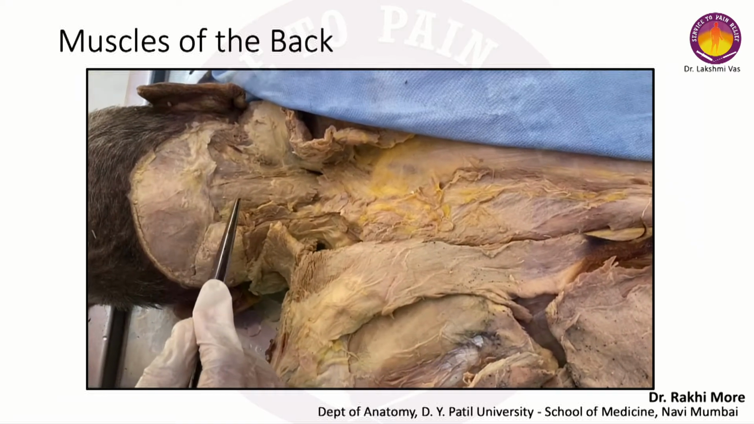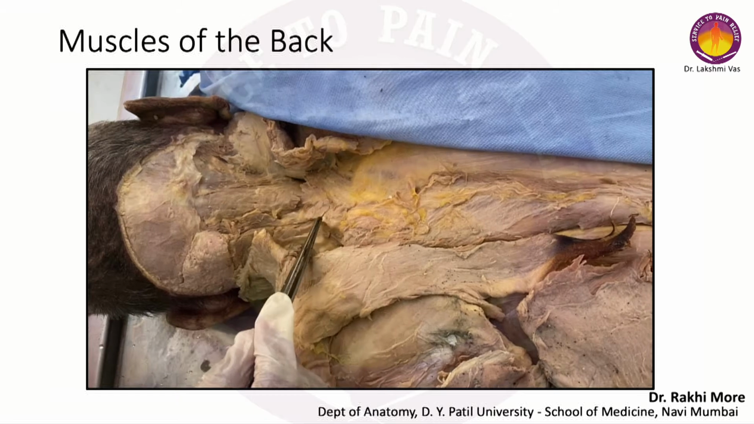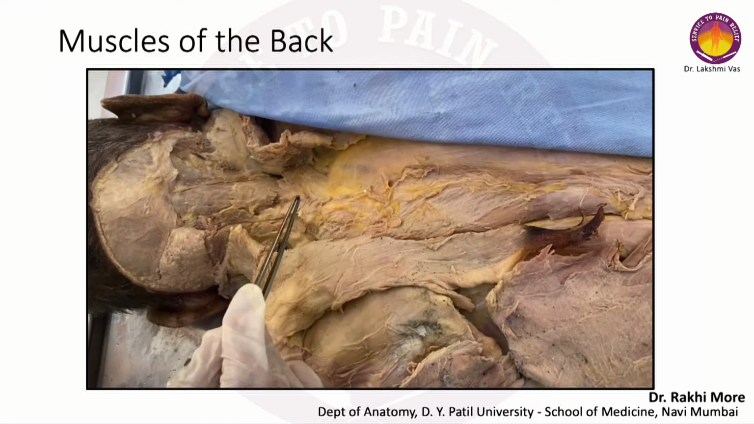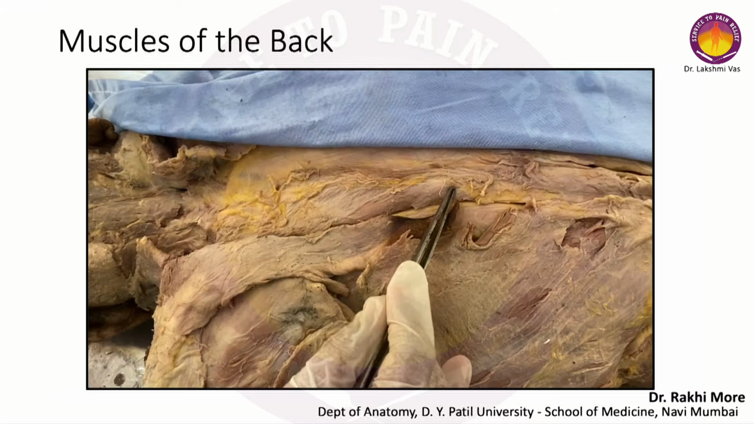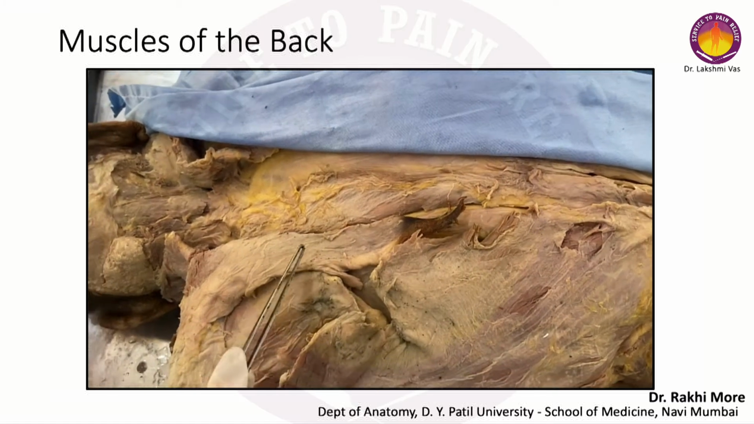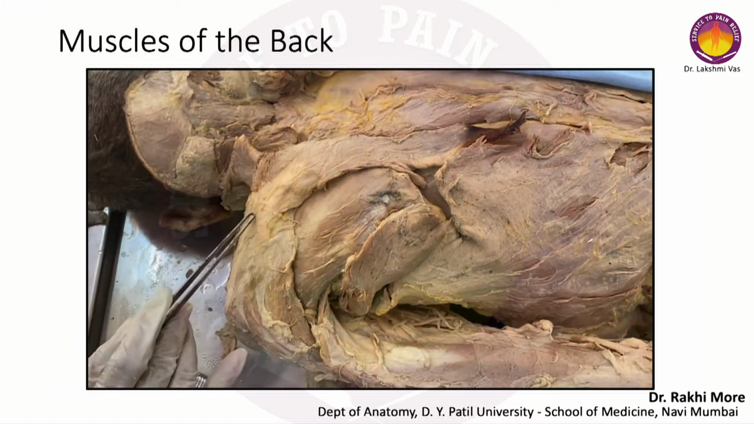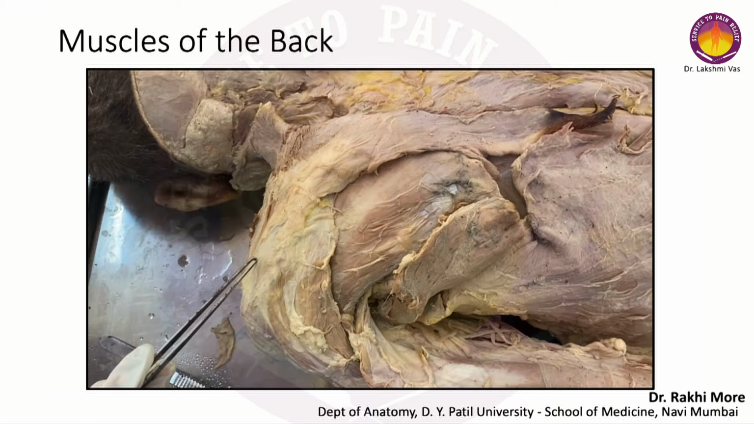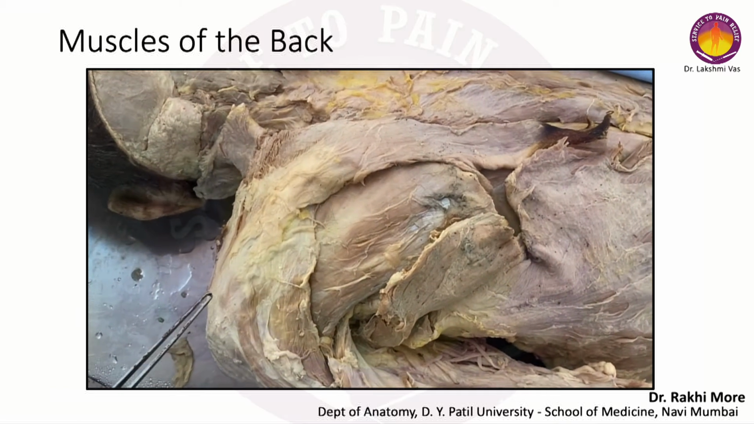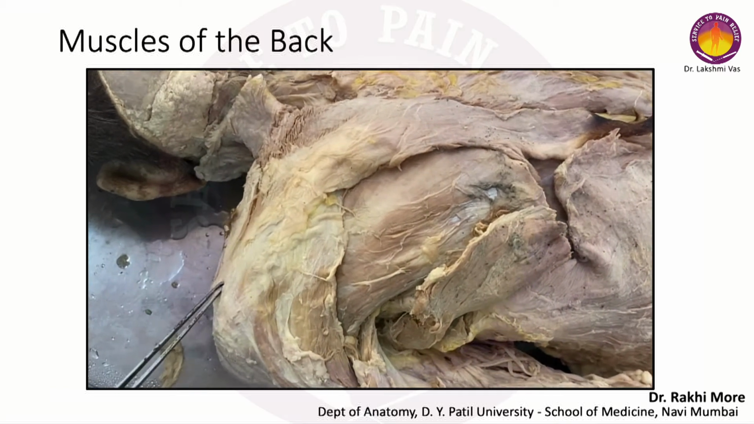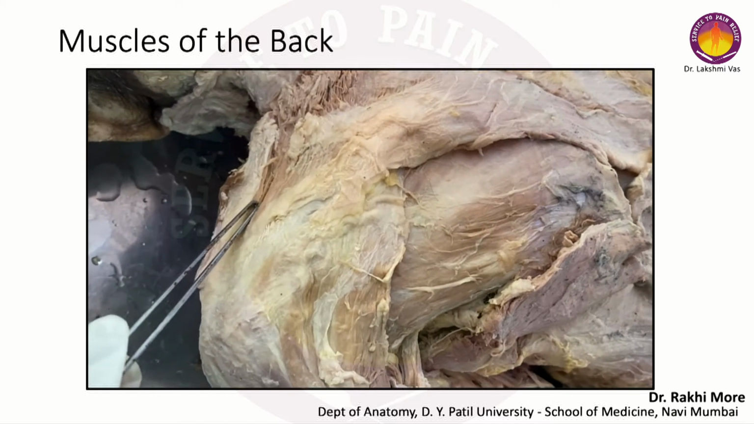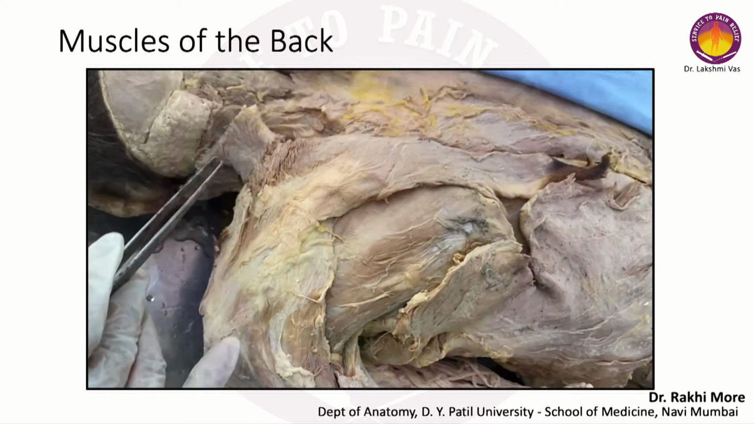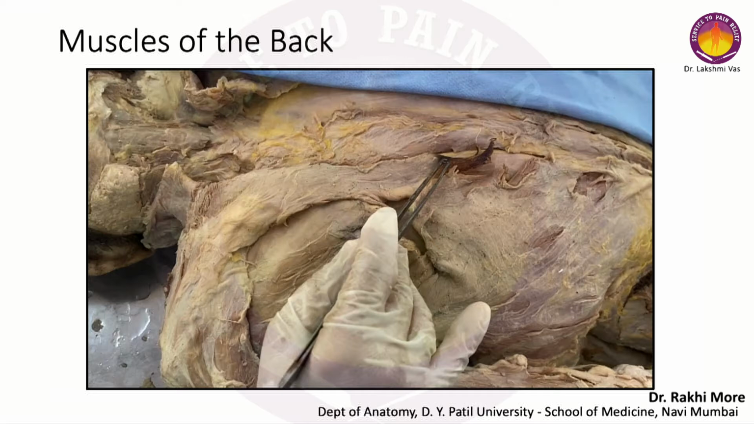Takes origin from the ligamentum nuchae and the thoracic spines till T12. It gets inserted into the superior border of the spine of the scapula, medial border of the acromion process, and posterior border of the lateral 1/3 of the clavicle. So this muscle which we see over here is the trapezius.